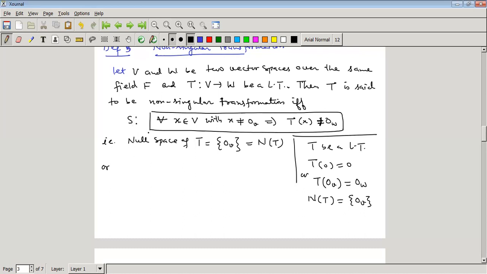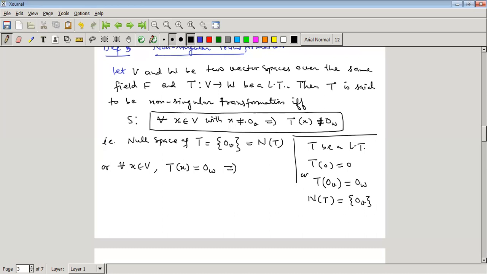Or we can say, what is the contrapositive of this statement? Not negation, but the contrapositive. We have already discussed: P implies Q. If P, then Q. Here P is x is not equal to 0v, and Q is Tx is not equal to 0w. So what is the contrapositive? For any x in V, if T of x is equal to 0w, this implies that x is not equal to 0v.